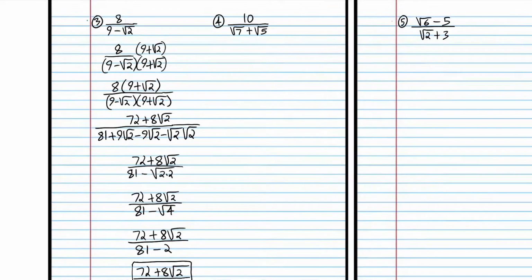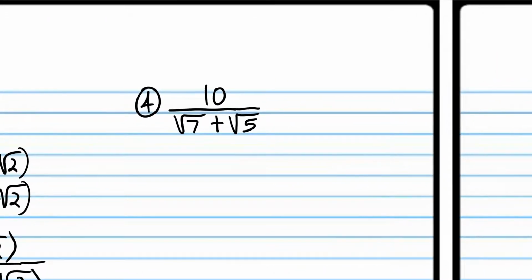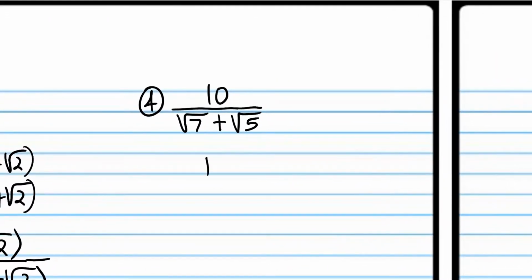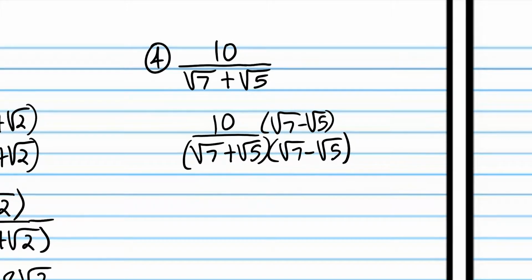All right, we're back. So now we have 2 roots, but it's the same principle, same process. We're going to multiply both sides of the fraction by root 7 minus root 5. And so I'm just going to go ahead and use distribution. 10 root 7 minus 10 root 5.